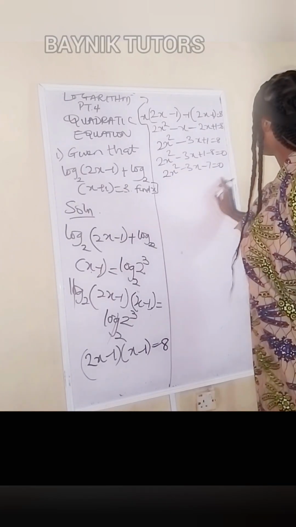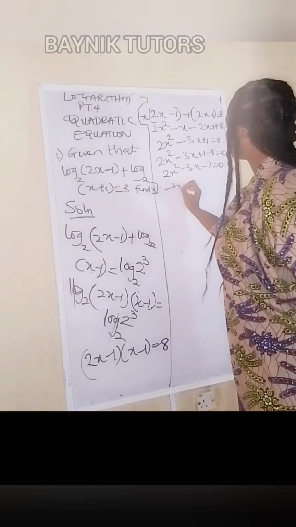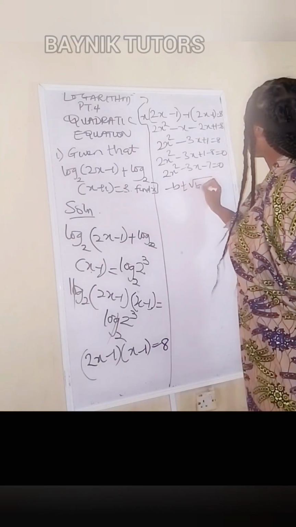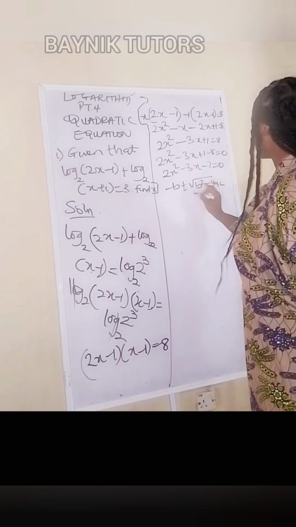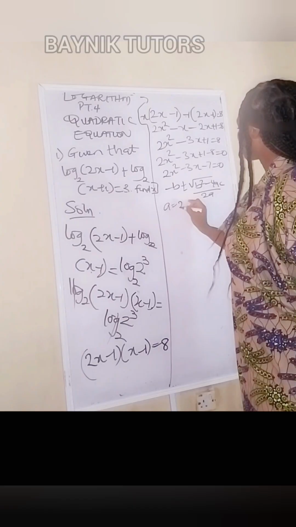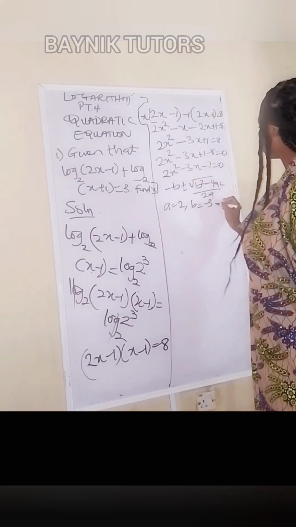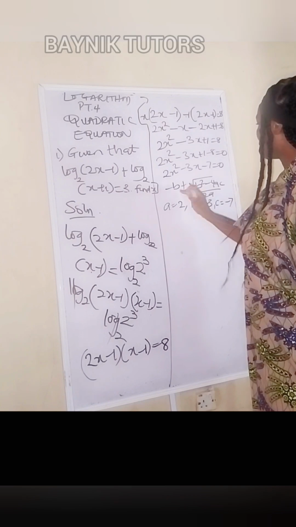Then we just use almighty formula. Not to waste our time, so let's quickly use almighty formula. You understand? This is the formula: minus b plus or minus the square root of b squared minus 4ac, over 2a. So our a is 2. Our b is minus 3. Don't forget the minus 3. Our c is minus 7. So wherever you see a, you put 2.